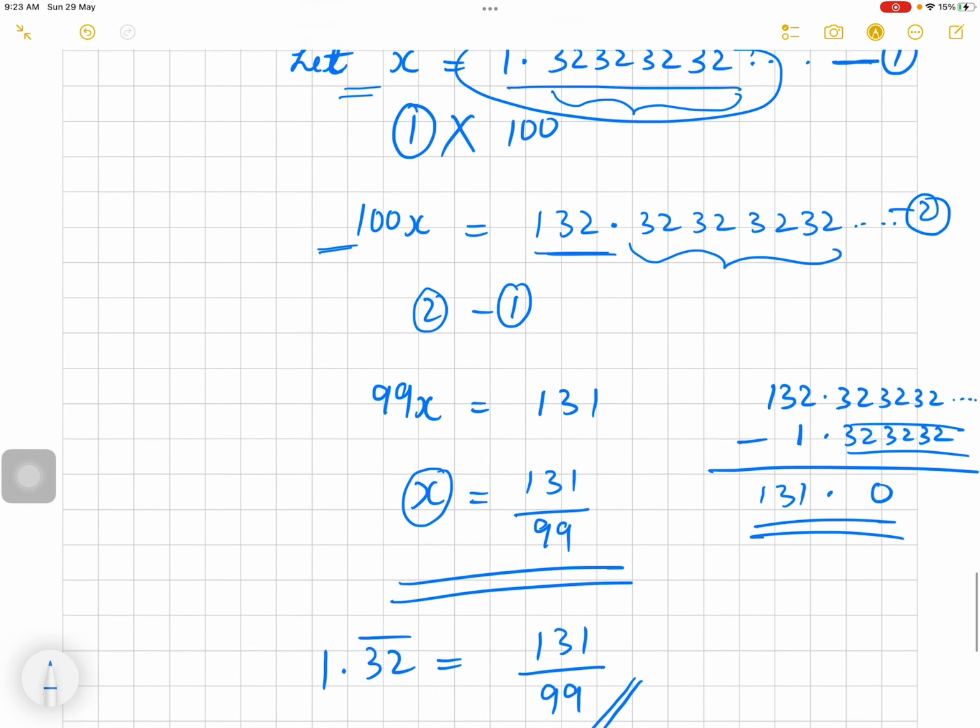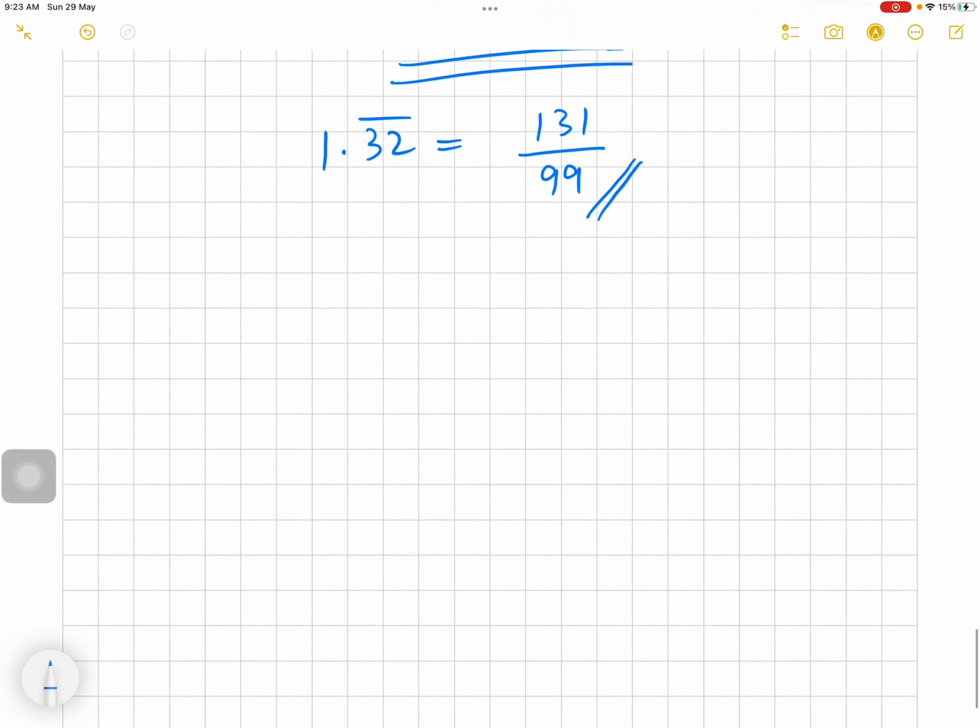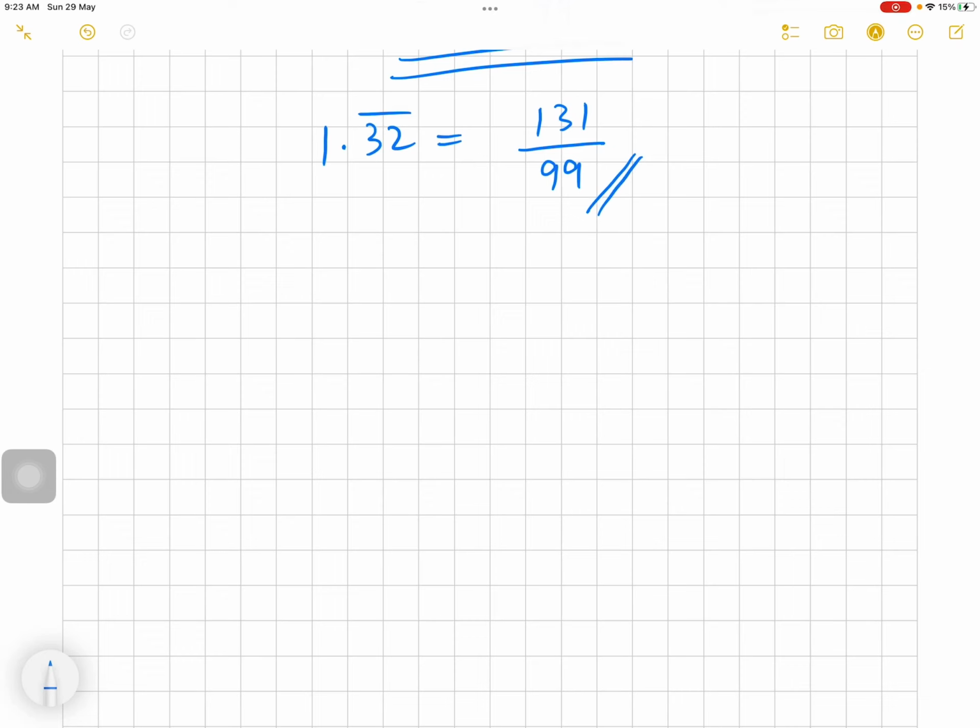Now I'll solve one more example. Suppose 0.333333 and so on. Now 0.33333 I can write as 0.3 recurring, right? So let x is equal to 0.3 recurring.